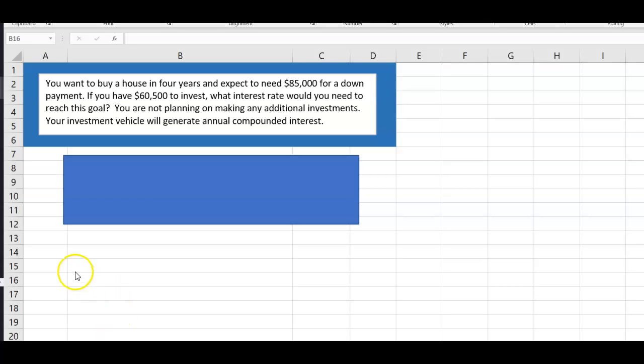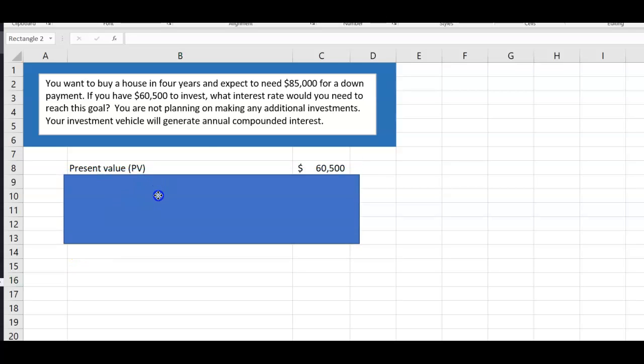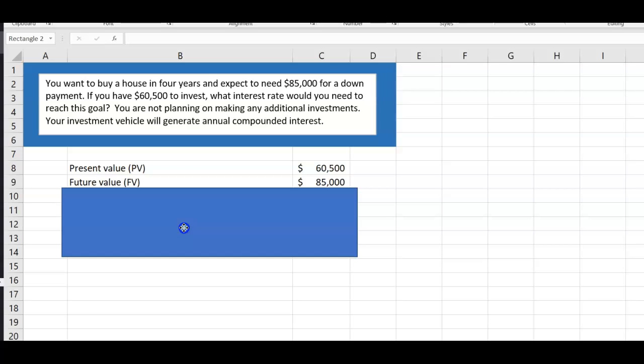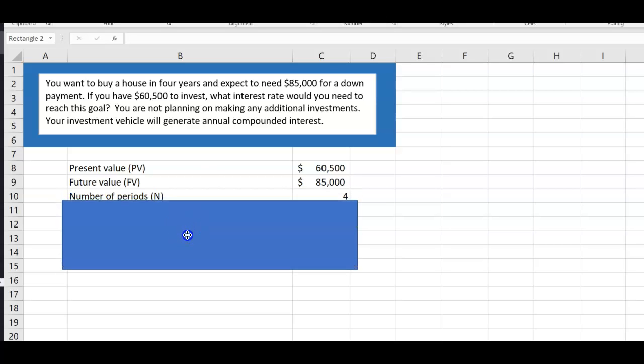All right, so to solve this, we've got to put in some information that we already have. First off, the present value is $60,500. That's the money you have now to put into this investment vehicle in the hopes of generating $85,000 in 4 years. Well, in 4 years, that's the future value, $85,000. And the number of periods is 4.